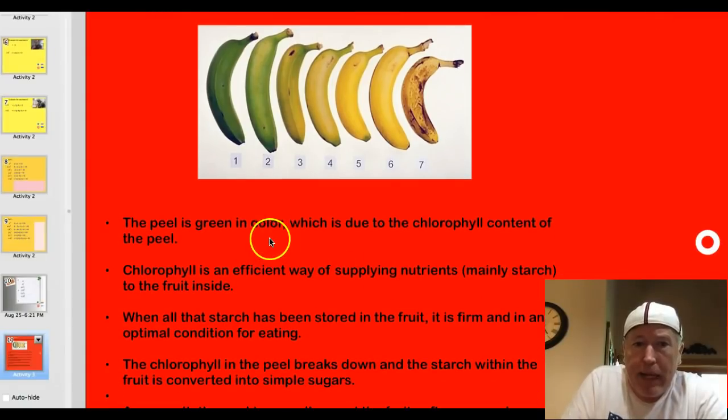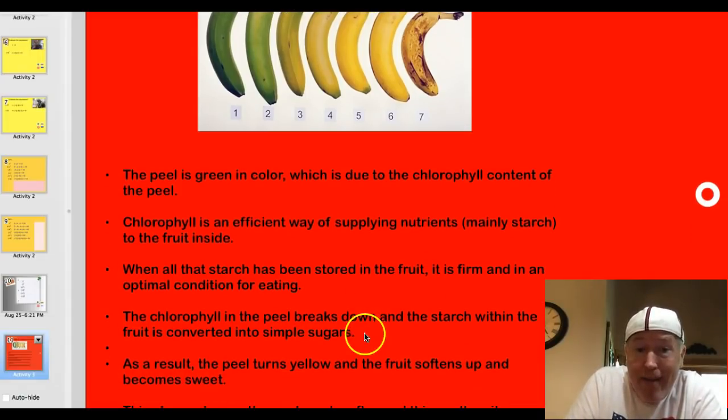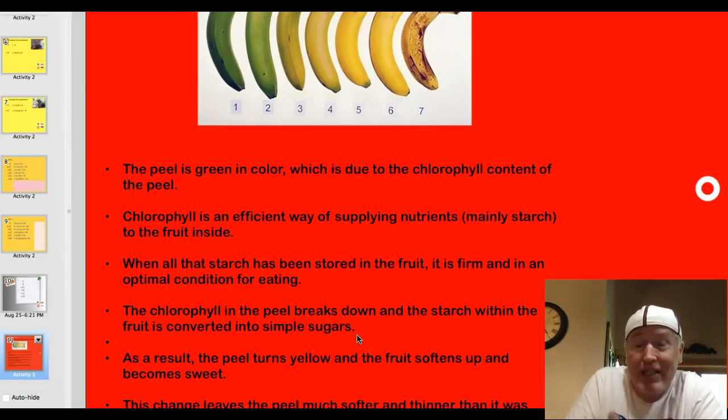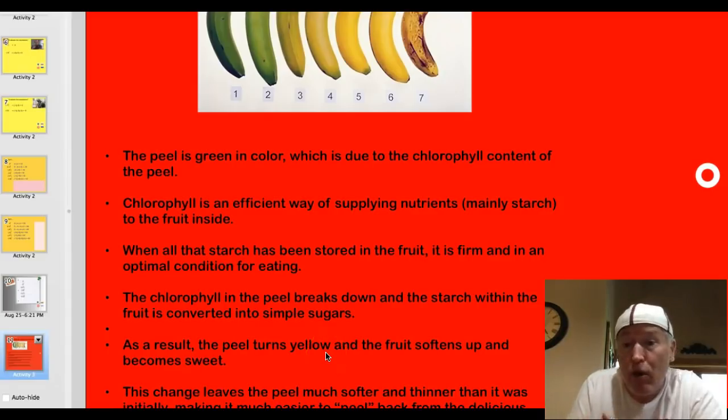The peel on the banana is green in color, which is due to the chlorophyll content of the peel. Chlorophyll is an efficient way of supplying nutrients, mainly starch, to the fruit inside. All right, so when the starch has been stored in the fruit and it's firm in an optimal condition for eating, right? So then the chlorophyll in the peel breaks down, and the starch within the fruit is converted to simple sugars. That's right, because as it ripens, the banana gets sweeter. As a result, the peel turns yellow because the chlorophyll is leaving it.